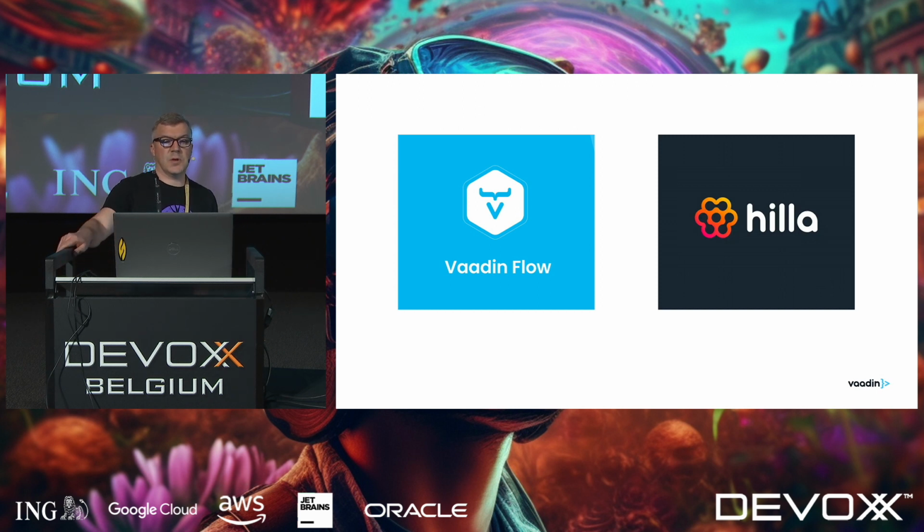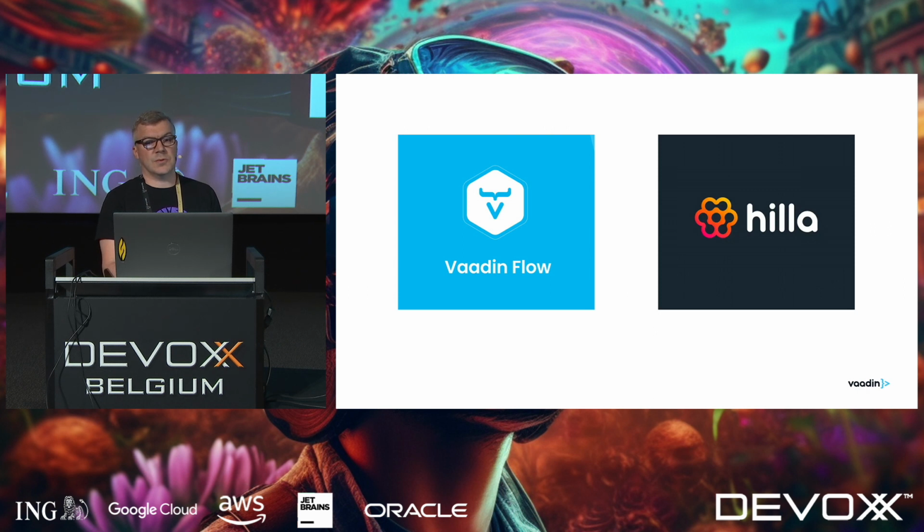Vaadin also has a new thing called Hilla, which fits the reactive programming model and makes it easier to build React applications that run with server-side Java services on Spring. But it's from Vaadin Flow that we get to the topic of JDT and OpenRewrite, and also how I got the input for this presentation today.